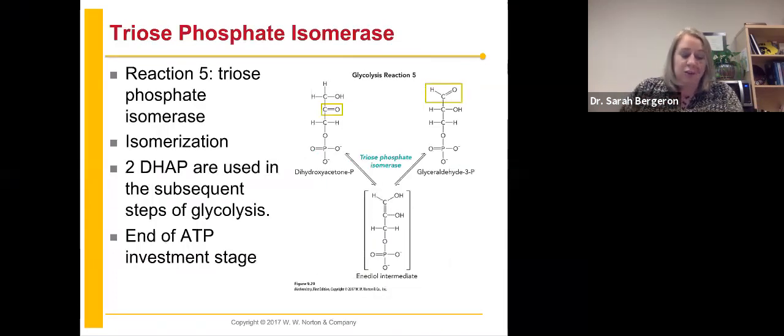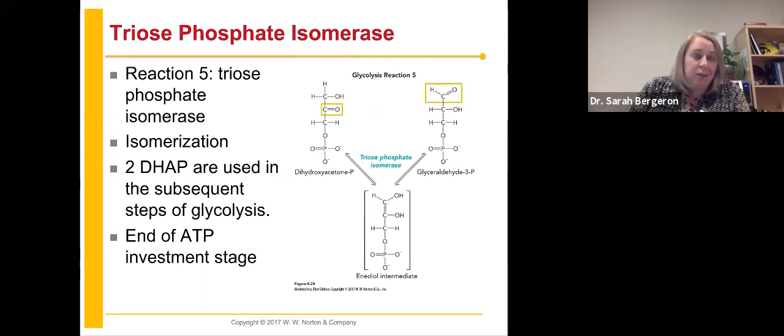So how are we going to do that? We're going to use an isomerase. This is triose phosphate isomerase, right? You're going to use it to convert the dihydroxyacetone phosphate, or DHAP, into glyceraldehyde-3-phosphate. So this is the end of our investment stage, basically the end of part 1.